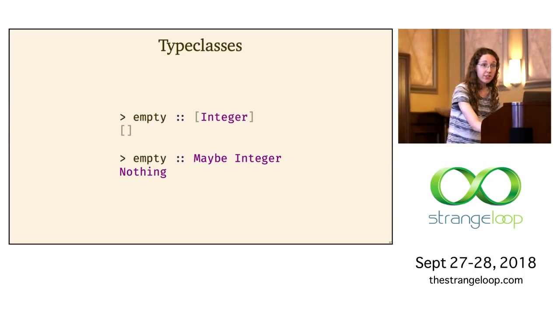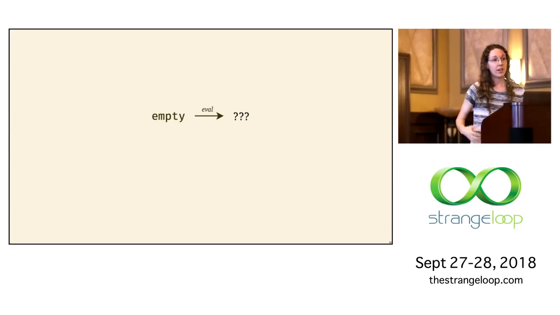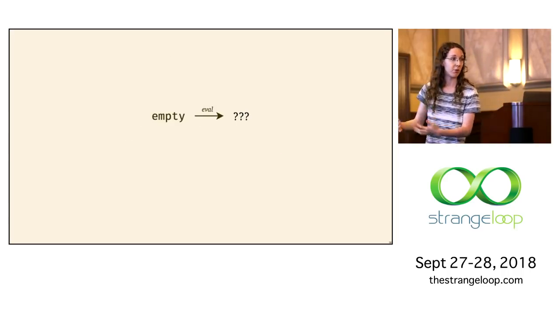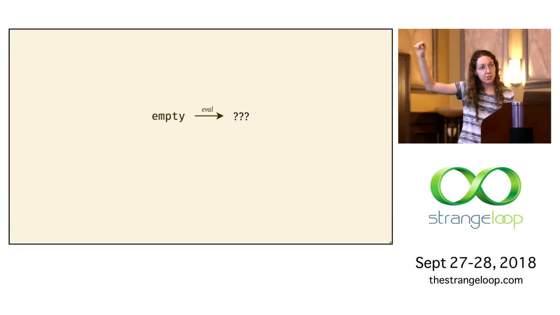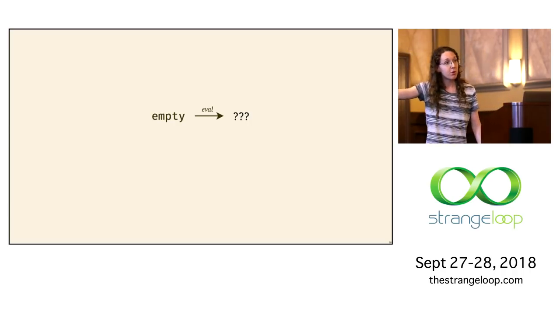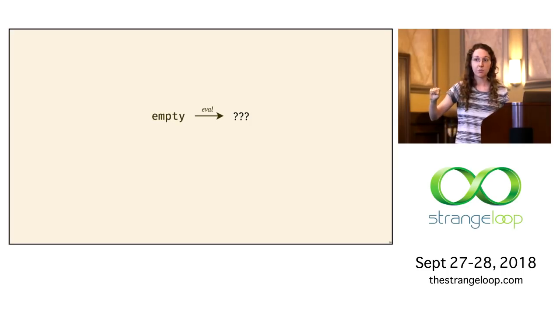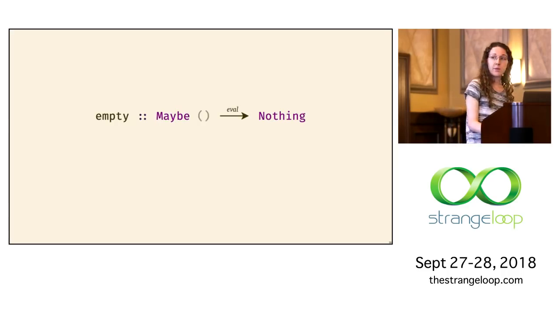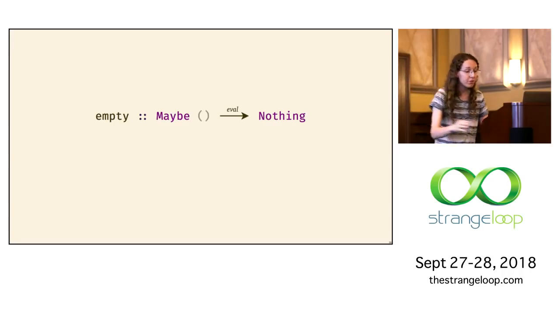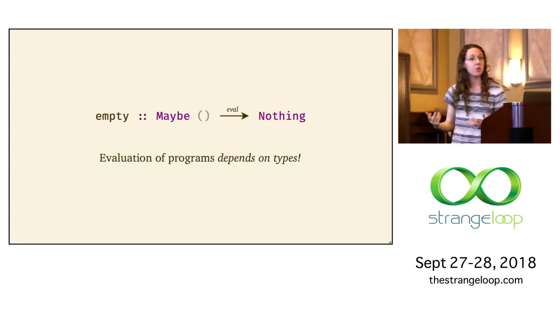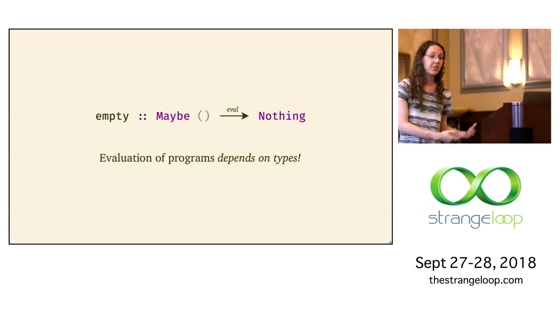In order to understand the connection, we have to think about what it actually means to evaluate a program in Haskell. What does it mean to evaluate empty? The answer is that we actually don't know, because we don't know what type empty has at this point. Once we give it a type, like saying I want it to be an optional, now we know what this program will evaluate to. But this is really interesting, because it means that the evaluation of programs in Haskell depends on their types.